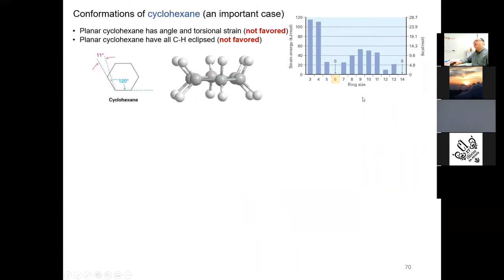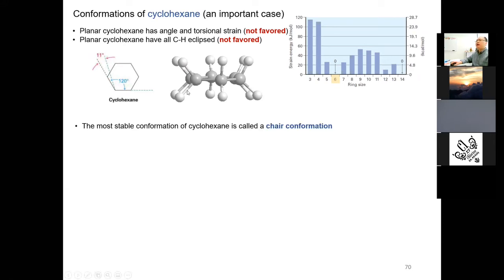Okay, if we go to six-membered rings, now the funny things happen. Six-membered rings don't have any strain. If you look at the planar structure of a six-membered ring, it should have a lot of strain, because all the CH bonds would be eclipsing each other, right? And it should also have angle strain, because the 120 degree angle of the planar structure is different from the 109 degree optimal angle, okay?